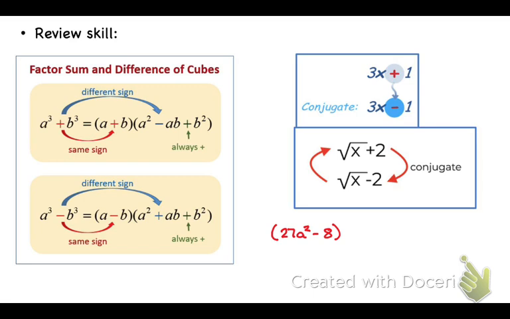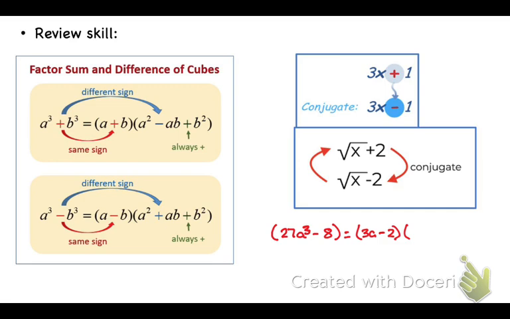Okay, so the example I have is 27A cubed minus 8. Is 27A cubed a perfect cube? Yes. It's 3A, right? Is 8 a perfect cube? Yes. 2. Okay, so what is the cube root of 27A cubed? 3A minus 2. 3A minus 2.